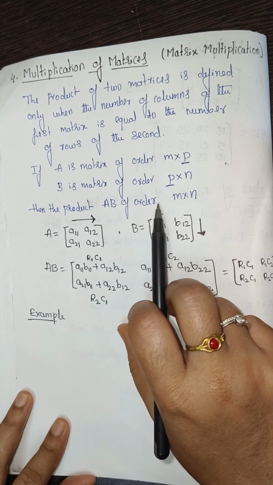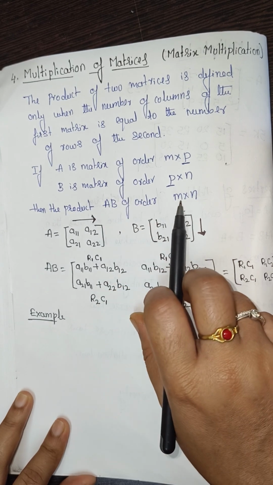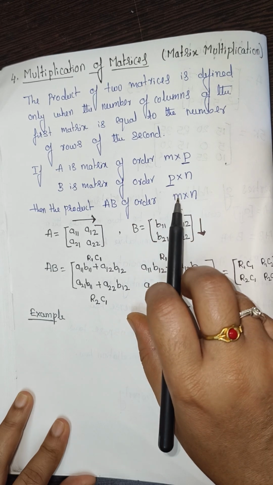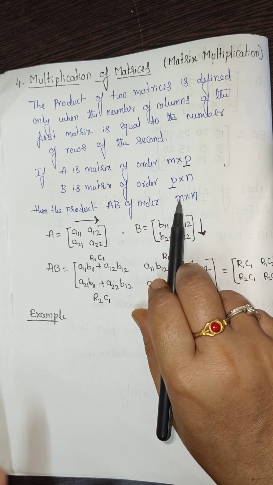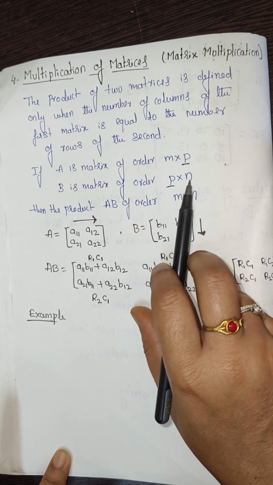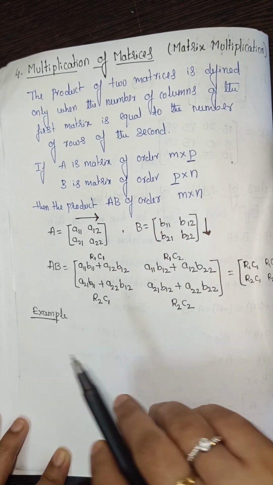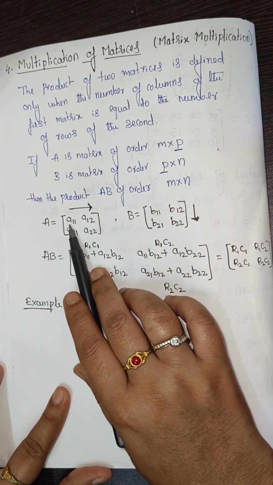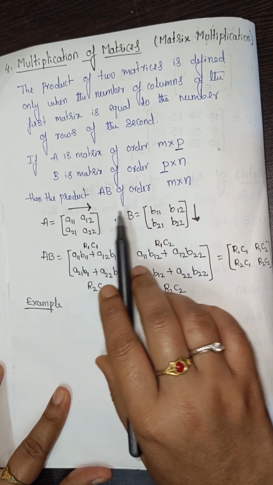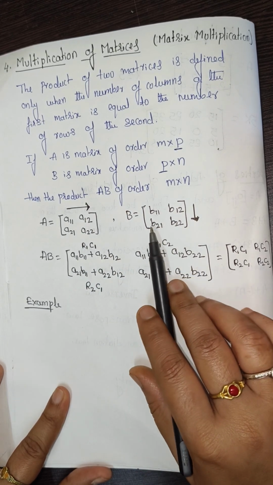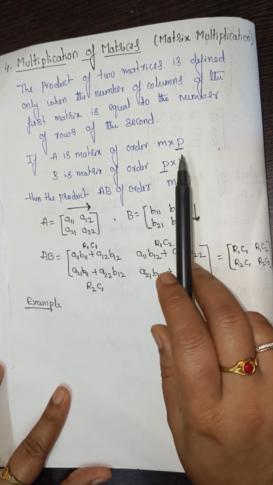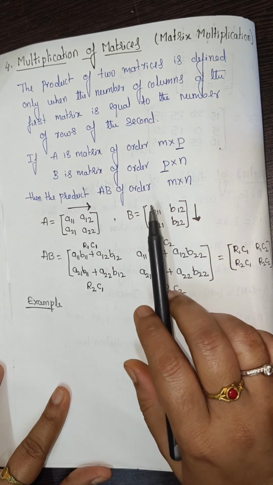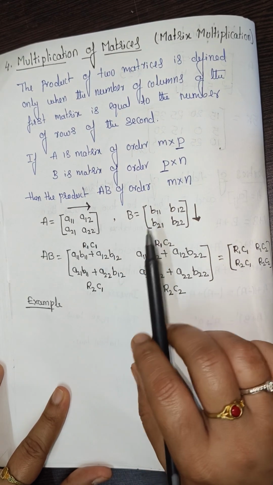Then the order of the product AB will be m by n. Whatever the number of rows in the first matrix, the resultant AB matrix has the same rows, and the columns come from the second matrix. See here, A has the elements A11, A12, A21, A22. B has the elements B11, B12, B21, B22. First we need to check how many columns A has. It has two columns, C1 and C2. How many rows does B have? 2. So we can multiply both the matrices.